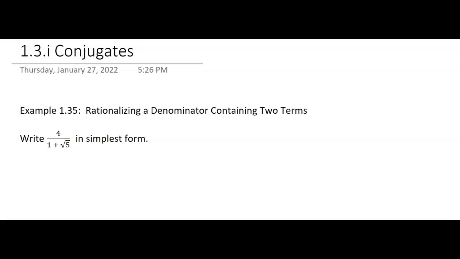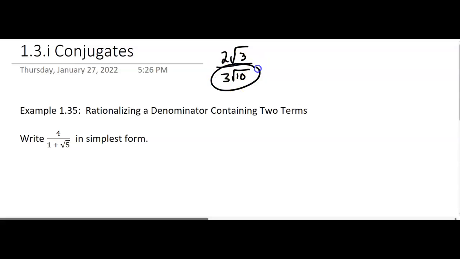Right, so in the last problem, we had something like, I don't remember what it was, 2 times the square root of 3 over 3 times the square root of 10, something like that. This is all multiplication in the denominator. So in this problem, we're rationalizing a denominator that contains 2 terms. So you've got addition, or it could be subtraction, but it's got 2 terms in the denominator, and we can't have that square root of 5 down in the denominator. That's the problem. So we have a different approach, and we use what are called conjugates.